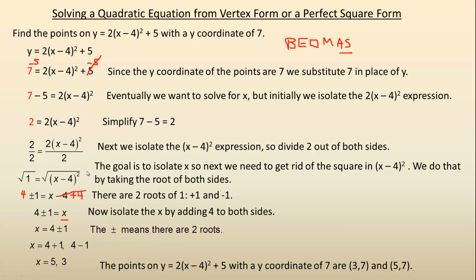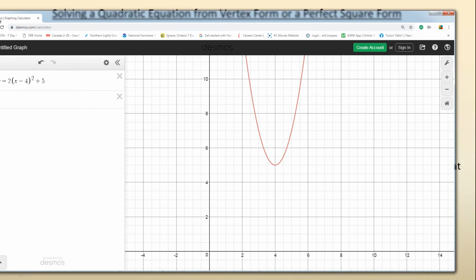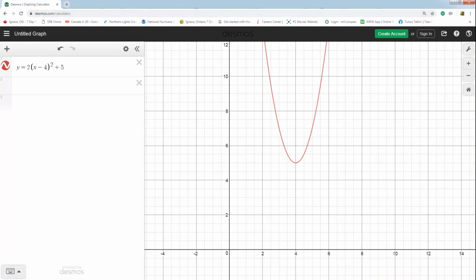And I have a Desmos graph here I'm going to bring up. Just let me bring this over here. So what I did was I graphed this parabola y equals 2x minus 4 squared plus 5. And I can try to trace here. I'm looking for the point with y coordinate of 7. See, I'm pretty close there. It's hard to get right on. It's very difficult to get right on there. There we go.